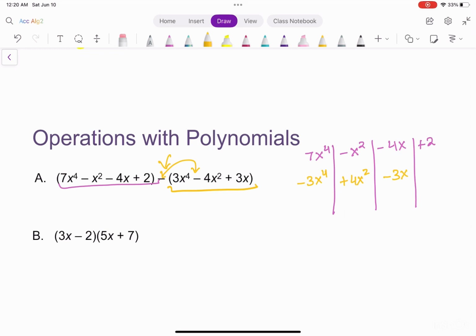But remember, because the negative is outside, all the terms will change the sign. It is just like when I open the bracket, it will change the sign. Negative 4x squared will become positive 4x squared. Now, let's do the operation. 7 minus 3 will be 4x to the power of 4. Negative x plus 4 will be 3x squared. This will be 7x, negative 7x, and it is just 2. That's it. This is your answer.